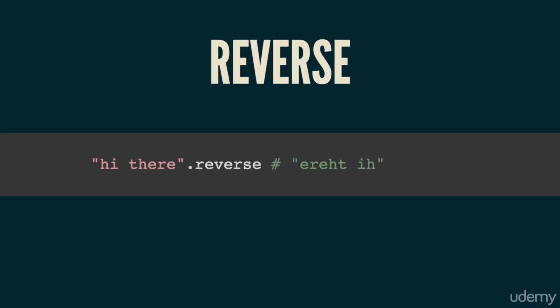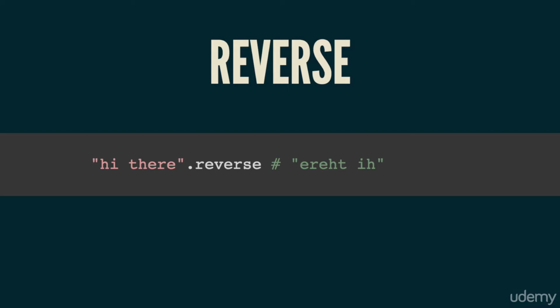So in this lesson, we're going to learn a little bit about string methods. That is, things that we can do to strings to make them more useful. So for example, one of the simplest things we can do to a string is to reverse it. We can do this by calling the reverse method on any string.